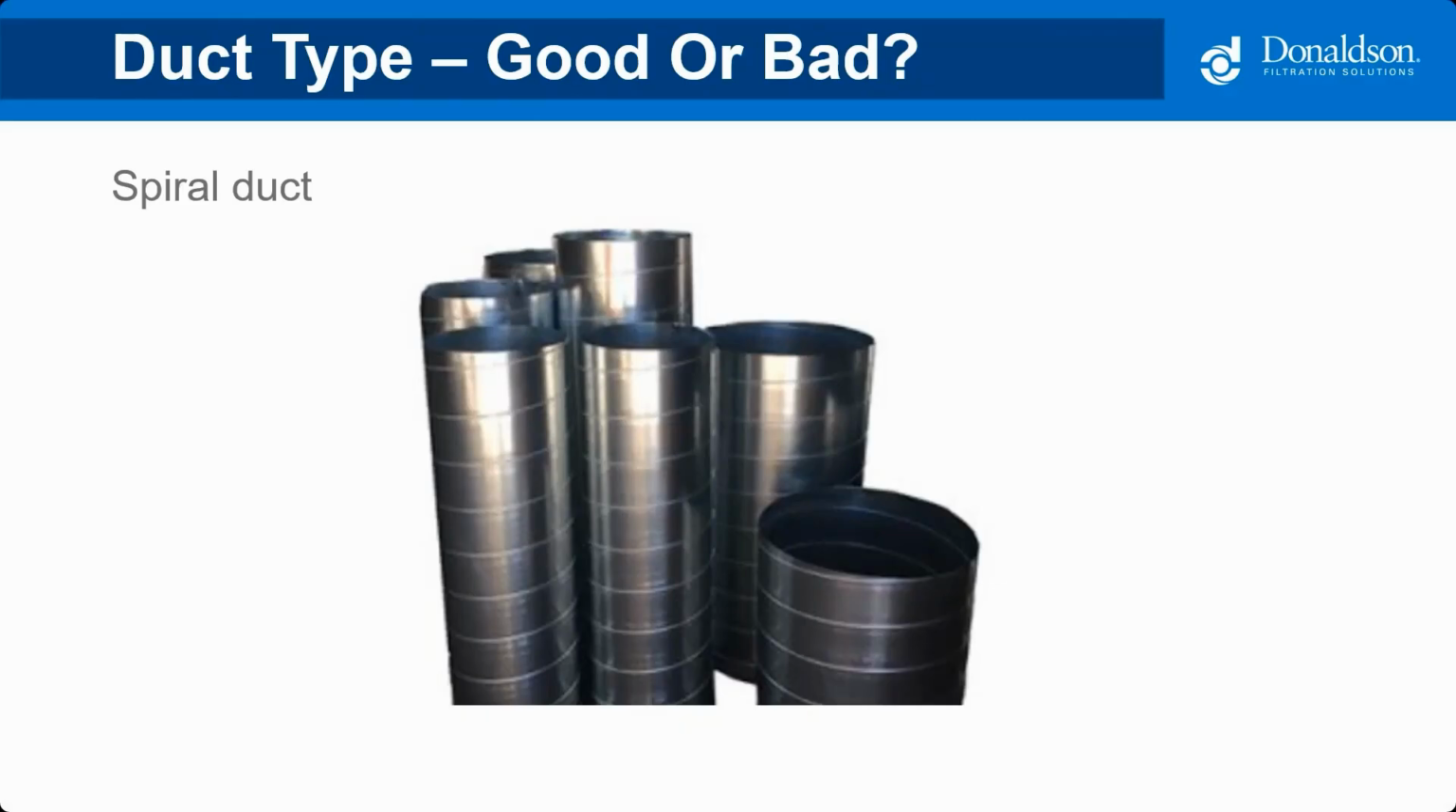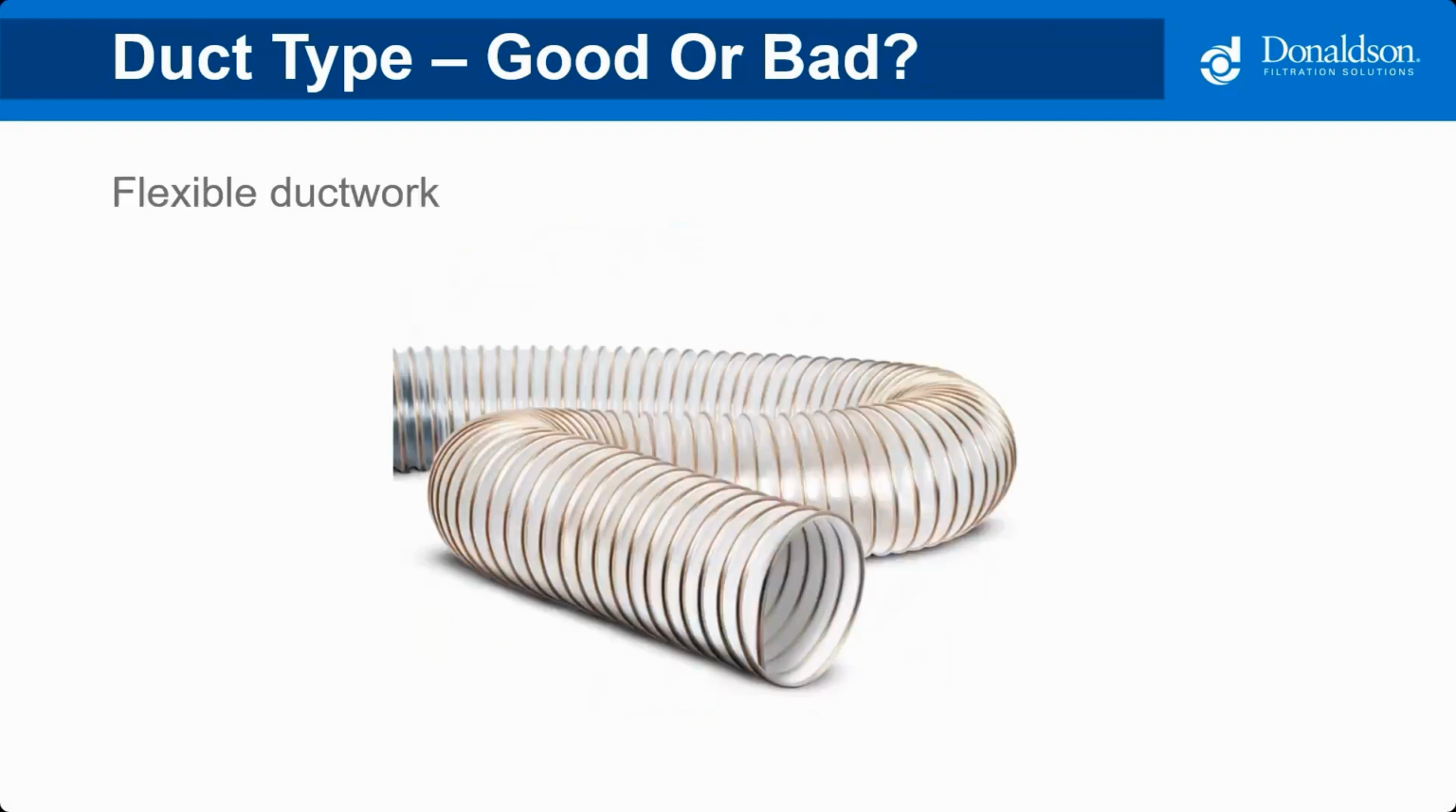We don't like to see spiral duct on the outside. It's just a prime source for water to enter the ductwork and get into the dust collection system. So use spiral duct with caution. If it's outdoors, typically I prefer to use something other than spiral duct. Okay, how about flexible ductwork? Good or bad?